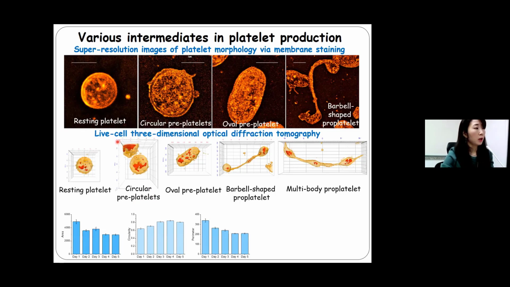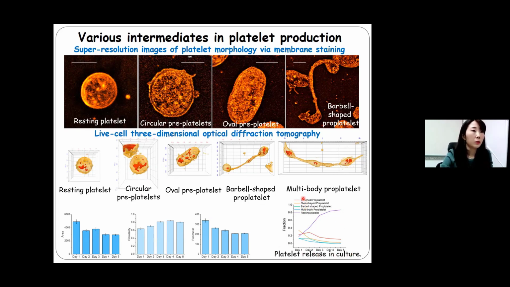And from this live cell imaging movie, we could also quantify their relative population. From this quantification, we found that as the culture period is increased, the relative population for these intermediates decreases. But the relative population for the resting platelet increases, which implies the platelet in our experimental condition can divide. In other words, the platelet is released in culture.